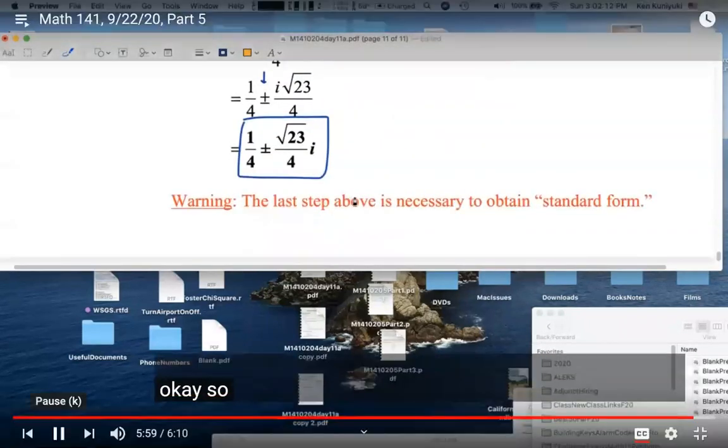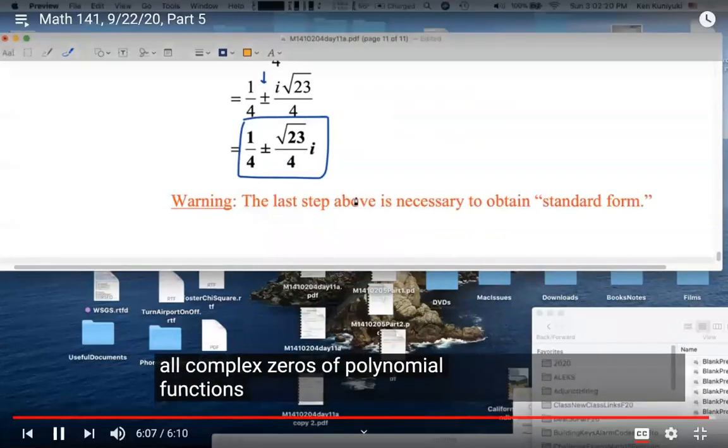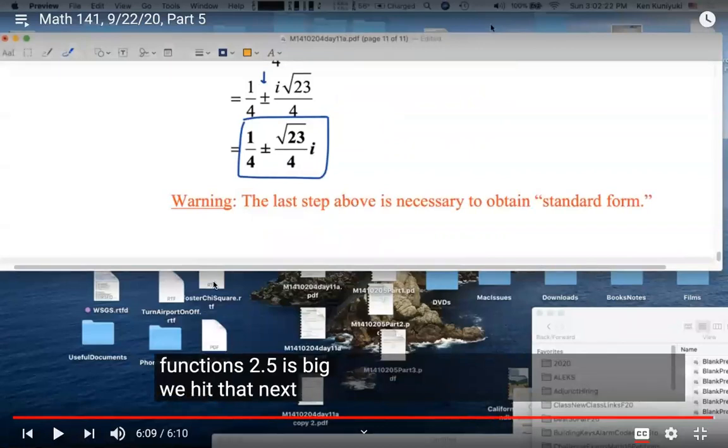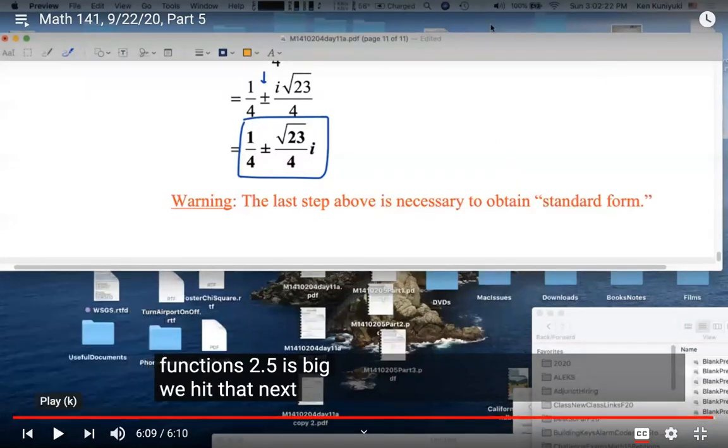Okay, so next, we are now ready in section 2.5 to talk about finding all complex zeros of polynomial functions. 2.5 is big. We hit that next. All right, but you know what? Good time for a video. What do you think? All right, ready for section 2.5 on zeros of polynomial functions. That's why I played that.